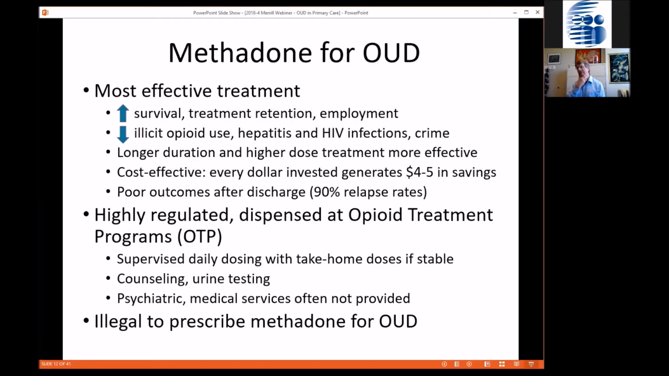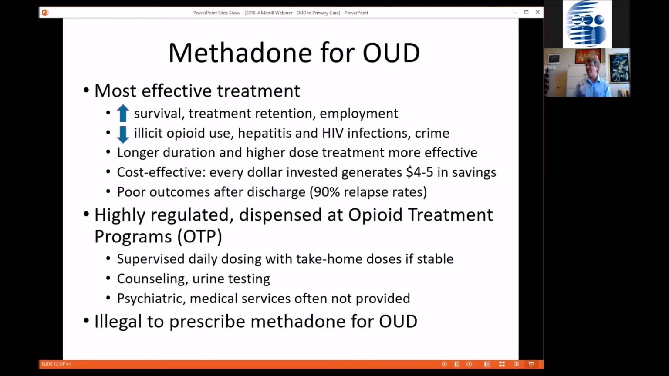So I'm going to talk about methadone for opioid use disorder treatment. It is the most effective. It's kind of our gold standard. There's lots of data going back to the 60s and 70s about its effectiveness. And it increases survival, it increases treatment retention, and it increases employment, it decreases opioid use, as well as the infections that go along with injection drug use and crime.